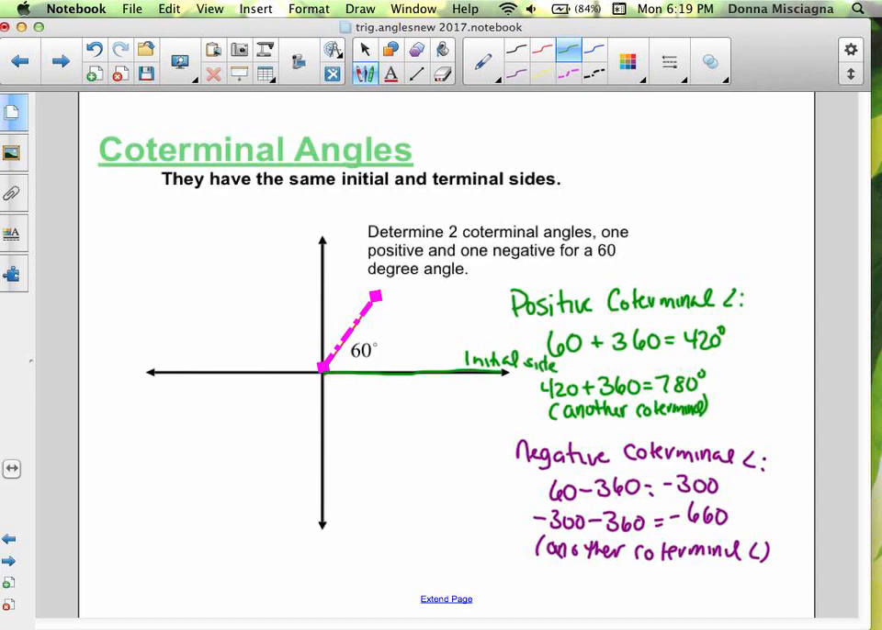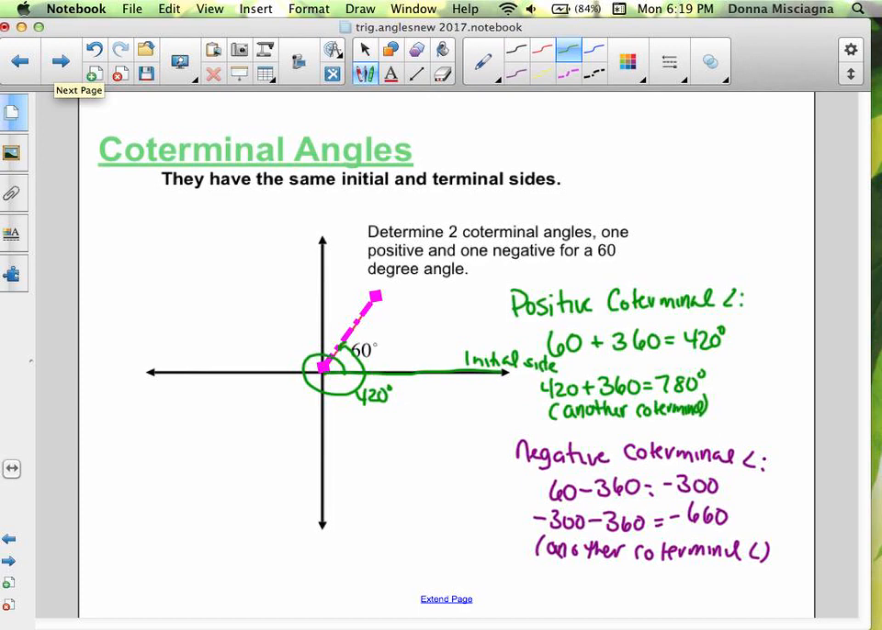So 420 goes around the whole way, 360 degrees, and then 60 degrees more. So that's 420 degrees. They are coterminal because they start and end at the same location. Even though one went around the circle one time to get there, those are still coterminal angles.